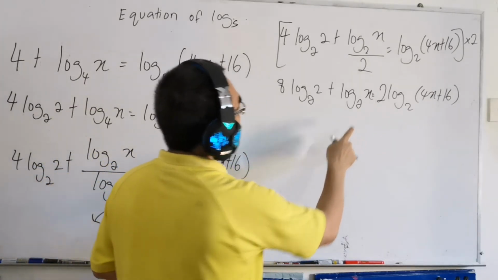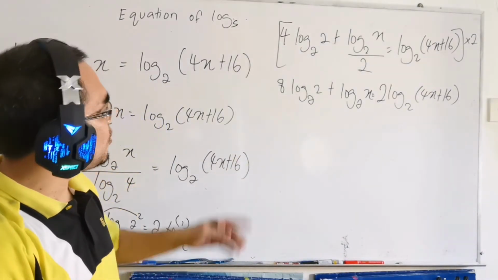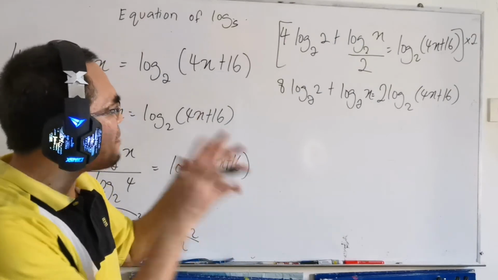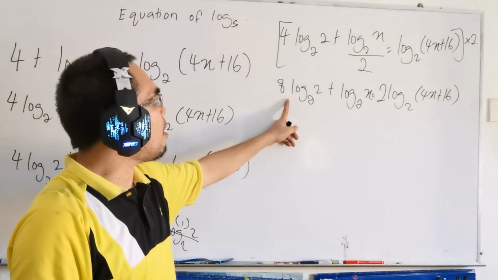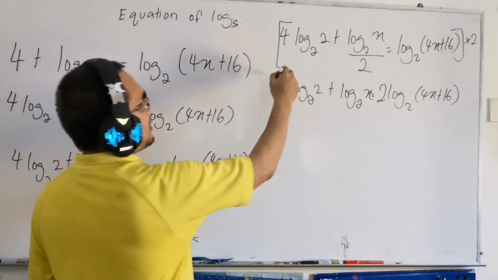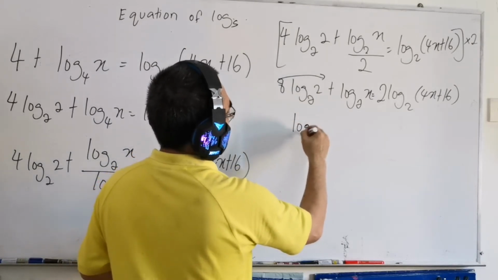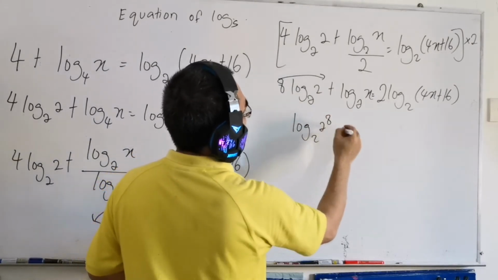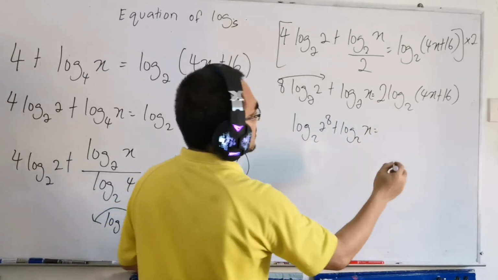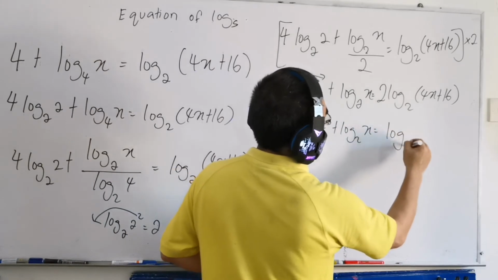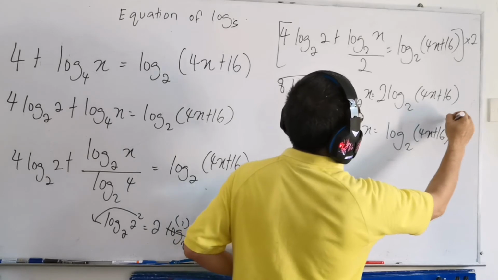Log 2 plus log 2: log plus log, the numbers become multiplied. Before you can combine them, you have to make sure there is no number in front of the log. So that number we have to bring to the top as a power of 2. So it becomes log 2 to the power of 8 plus log 2 x equals log 2 4x plus 16 to the power of 2.